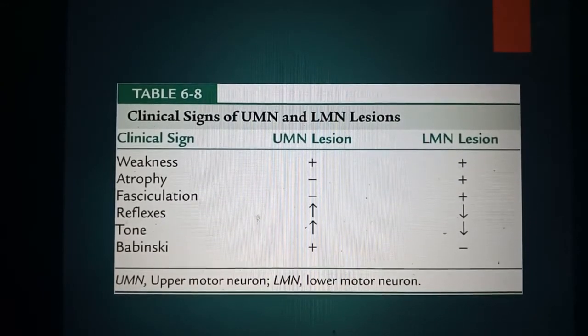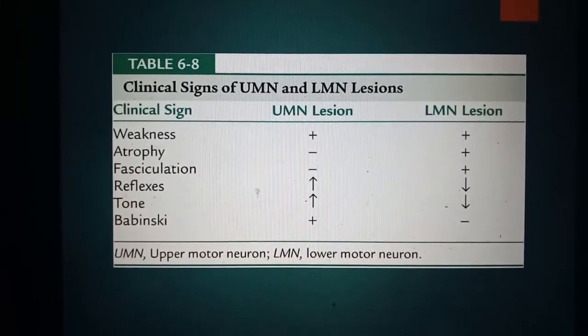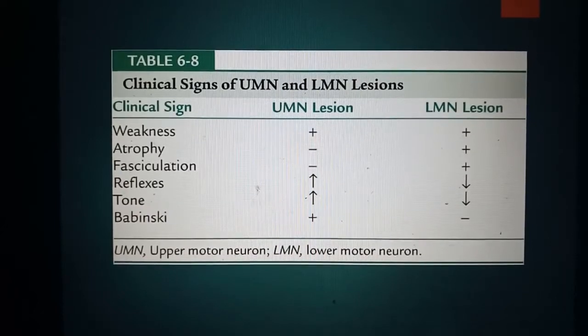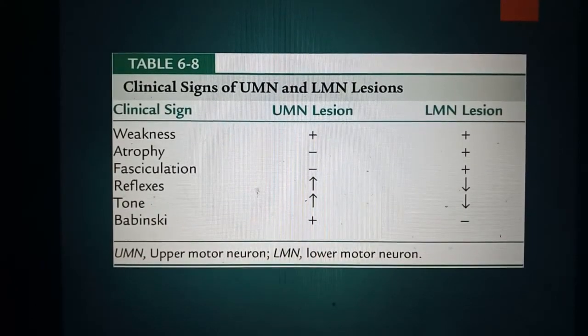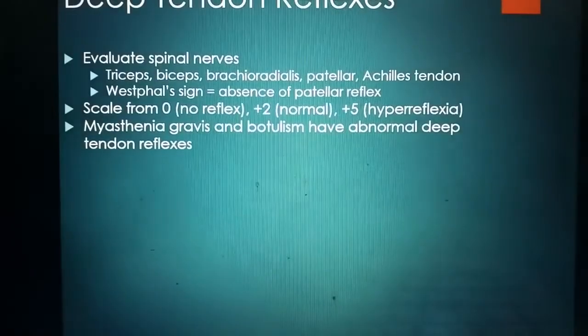Reflexes are increased in UMN lesions and decreased in LMN lesions. The tone of the muscle is increased in UMN lesions and decreased in LMN lesions. Babinski sign is positive in UMN lesions and negative in LMN or lower motor neuron lesions.